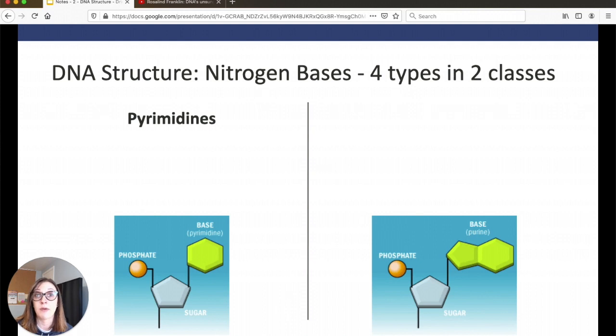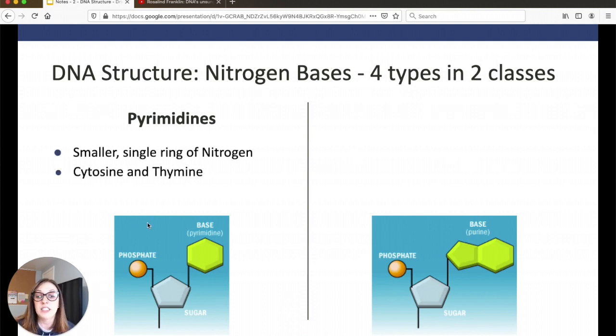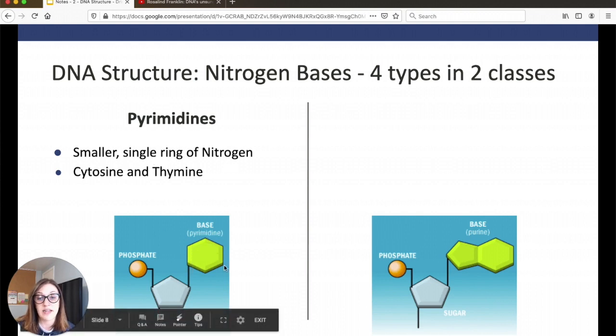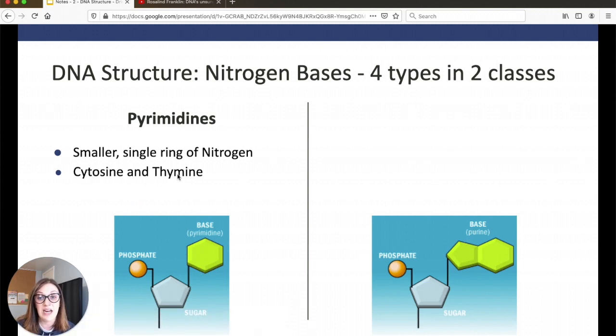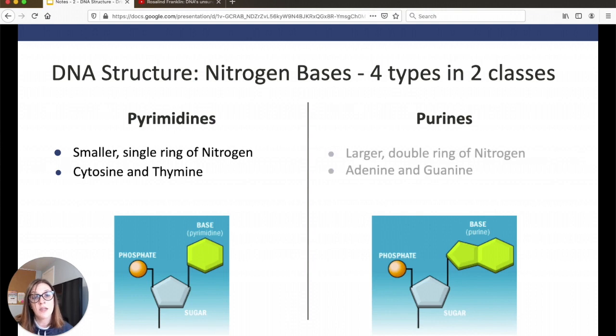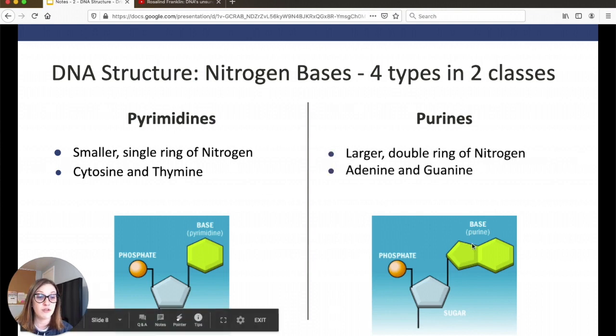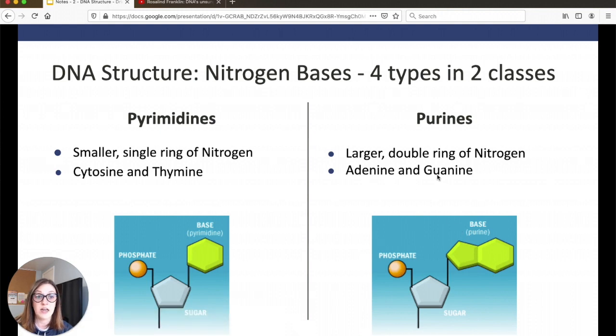I'll say that again, pyrimidine. These pyrimidines are a smaller single ring of nitrogen. So we have 1 hexagon here of nitrogen. And the 2 nitrogen bases that are examples or subtypes of pyrimidine are cytosine and thymine. And the second class of nitrogen bases are called purines. They are a larger double ring of nitrogen, so we have a pentagon bonded to a hexagon, and these are adenine and guanine.